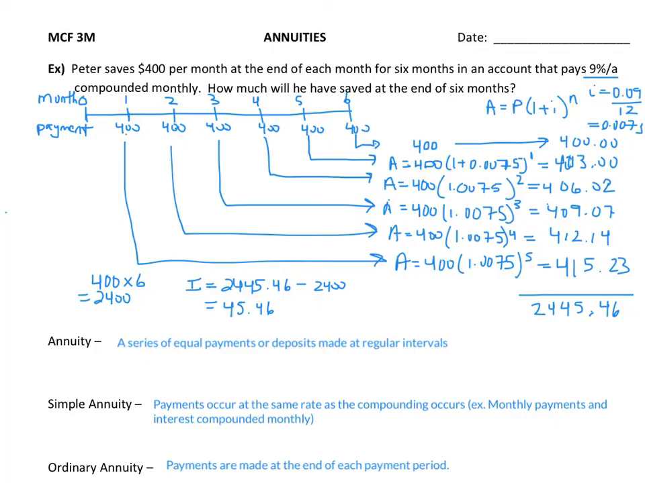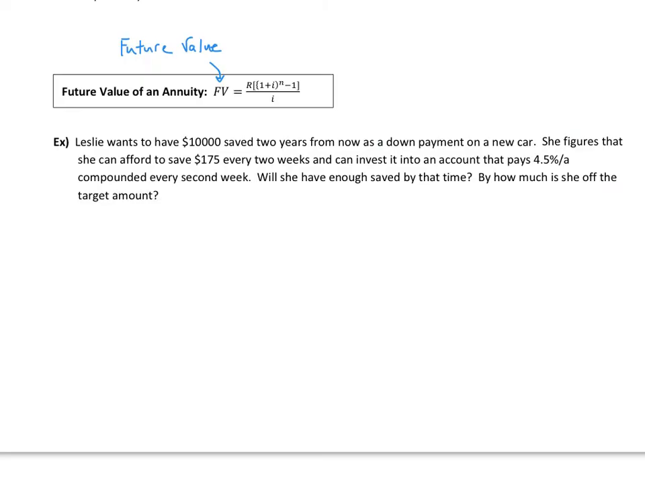If we have a simple ordinary annuity, then we can use this formula down below. We have the future value. FV just stands for future value. It's like the A in our compound interest formula. The R represents how much your regular payment is worth. So this is the amount of your regular payment. In Peter's case, we have a $400 payment, so that is the value of our R.